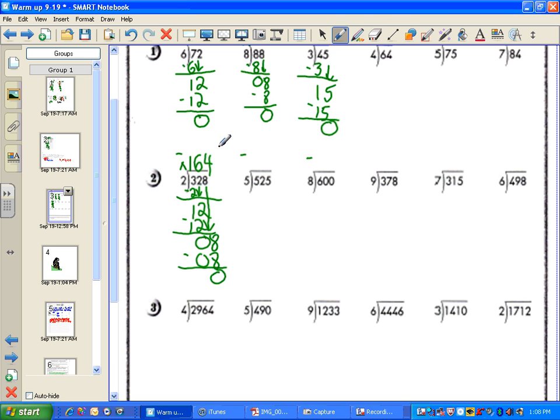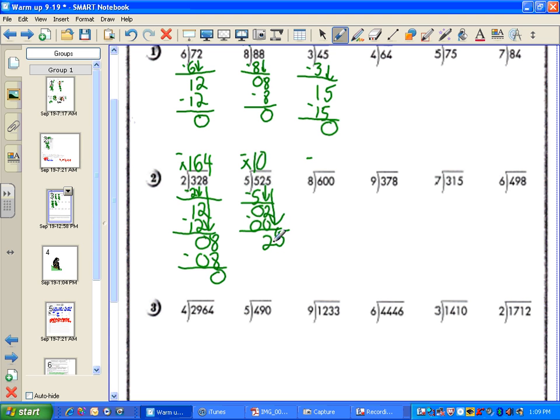Pause the recording now if you need to and do this problem before I do it. Otherwise, I'm going to go on. First question, how many 5's are in 5? 1. Touch it. 1 times 5 equals 5. Subtract and bring down. Start over. How many 5's are in 2? Well, this is where I can see some kids having trouble. Let's count by 5's. 5. It's already too big, so you need to put a 0. Touch it. 0 times 5 is 0. 2 minus 0 is 2. Bring down the 5 and start over one more time.